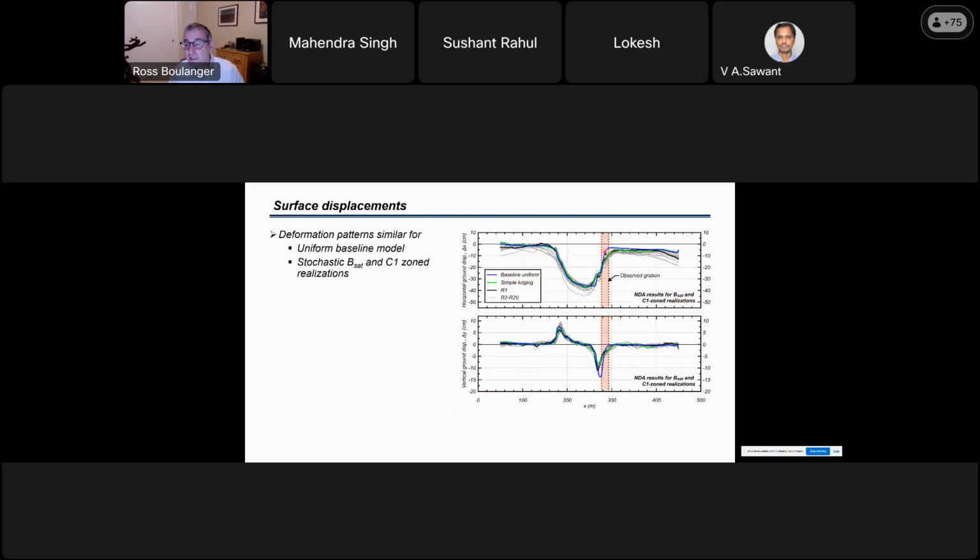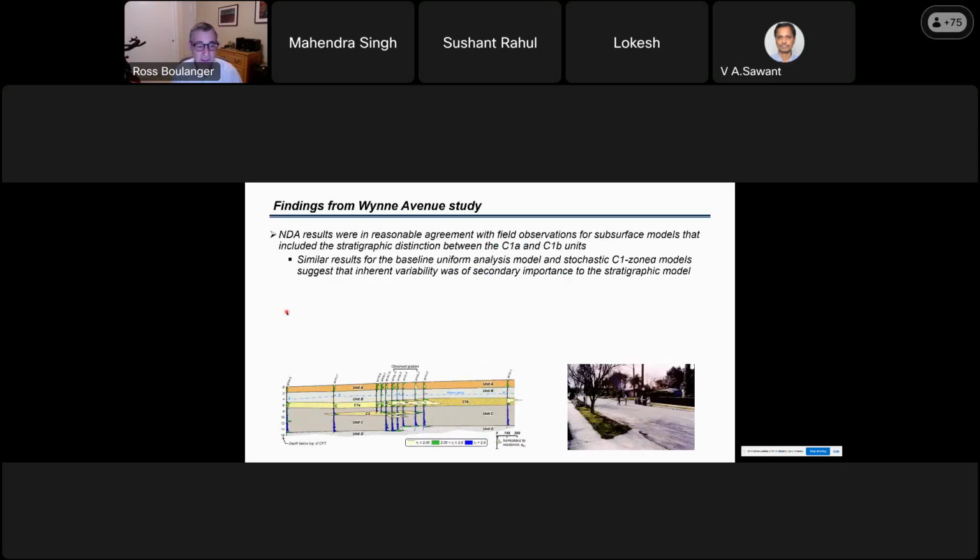The blue line here is the uniform model with no stochastic variability, and it predicts a sharper transition in movements and therefore slightly greater settlements of about 14 centimeters. And that's actually right in the middle of the observed 10 to 20. The uniform model actually did the best. And we did one where we grouped the materials and just saw, could statistics take the silty sand and sand together? And the answer is no, that smears the behavior and doesn't predict the concentration of deformations.